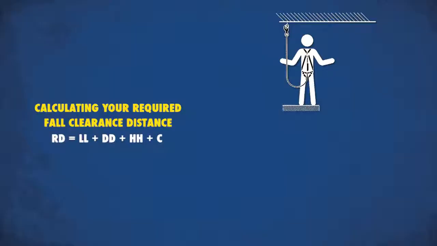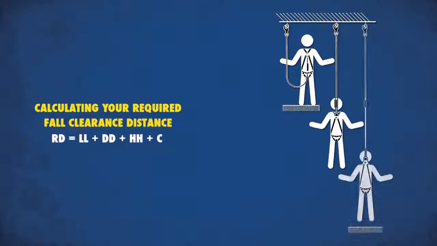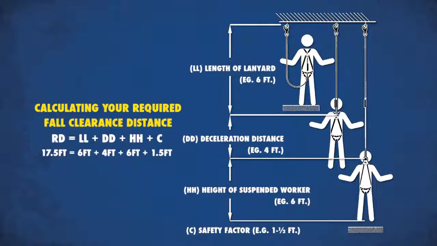To reiterate, the required fall clearance is calculated by adding the length of the 6-foot lanyard to the 4-foot deceleration distance, plus the 6-foot height of the suspended worker, and the 1.5-foot safety factor.